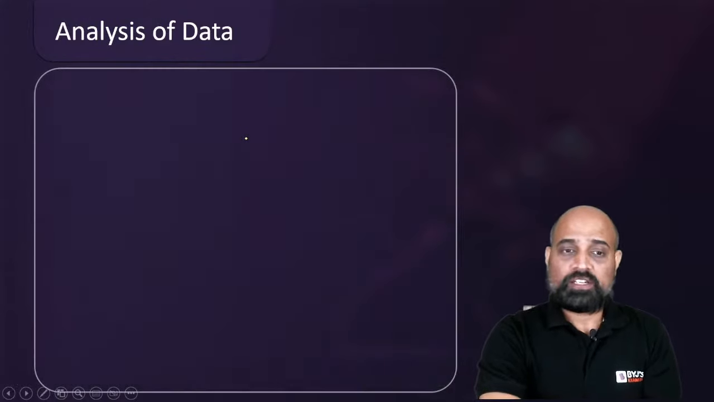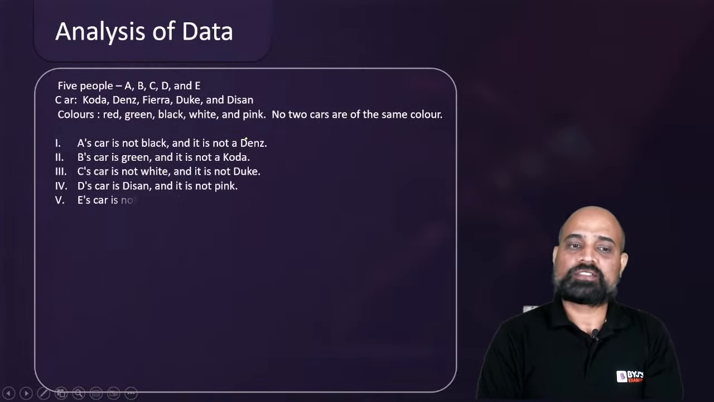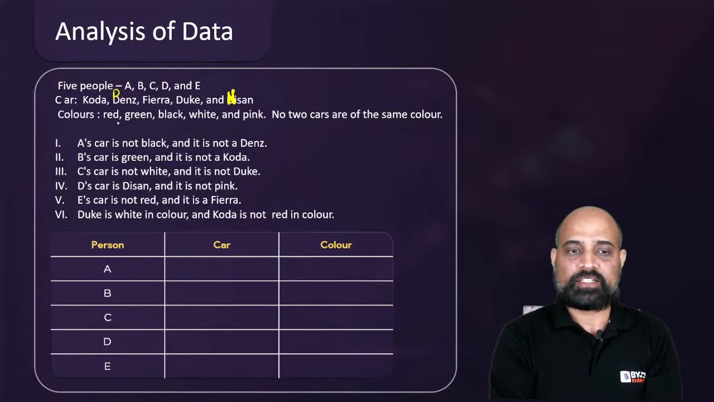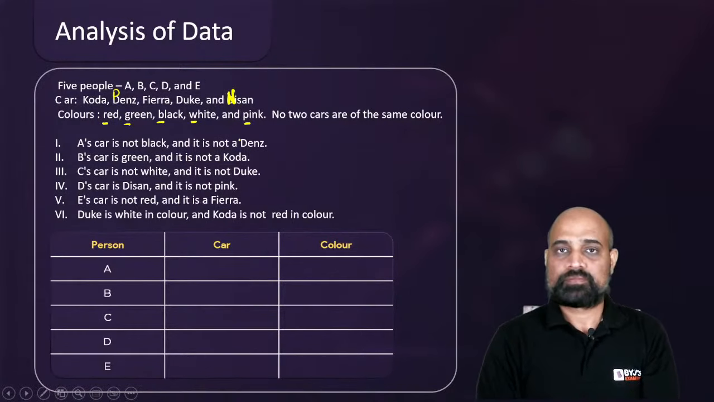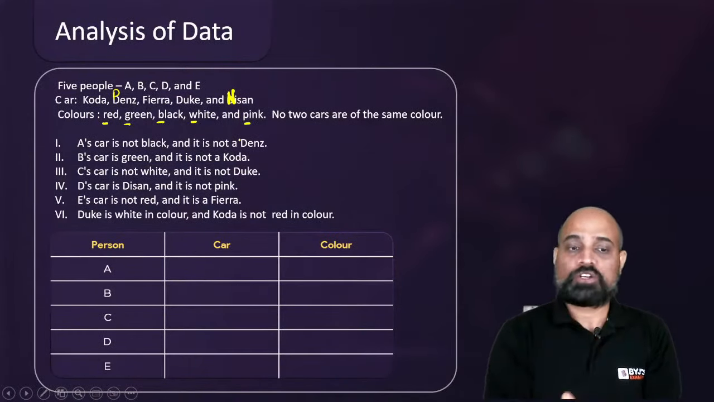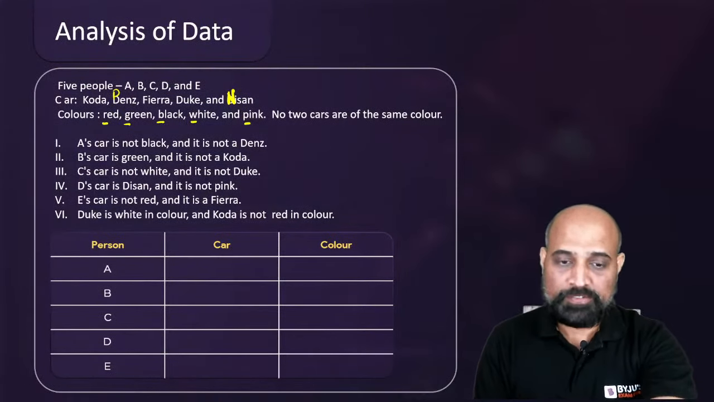So the analysis of data. There are 5 people. The cars are these. So I'll be taking this as Benz and this as Nissan so that the initials are different, and the colors are R, G, B, W and P. I'll give you guys 5 to 7 minutes. Go ahead, solve this. Then we can discuss.